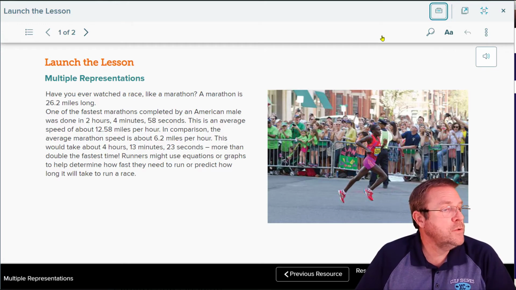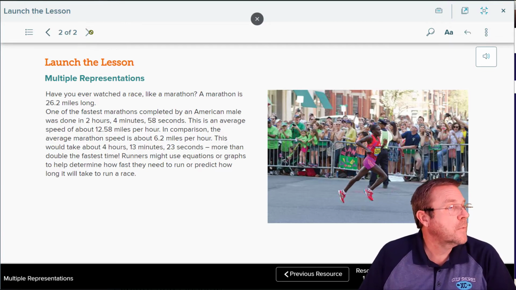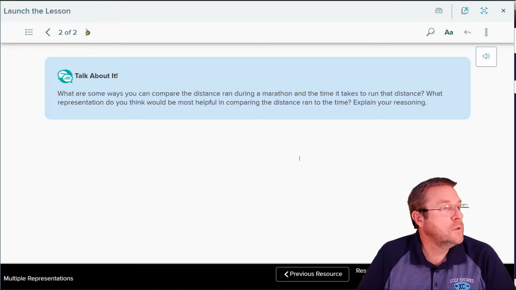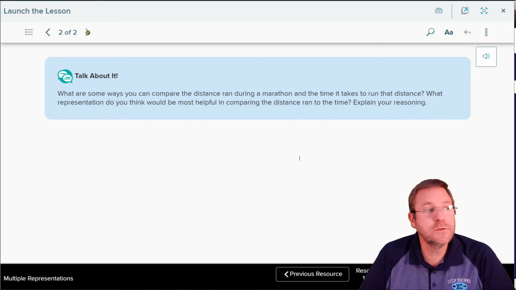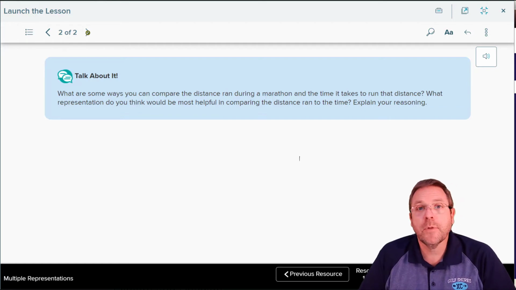Runners might use equations or graphs to help them determine how fast they need to run or predict how long it's going to take them to finish a race. Come on, let's go. What are some ways you can compare the distance ran during a marathon and the time it takes to run that marathon? What representations do you think would be the most helpful in comparing the distance ran and the time, and explain your reasoning?